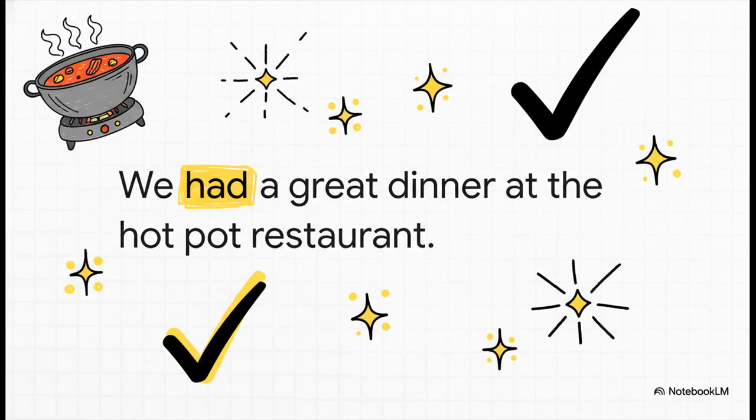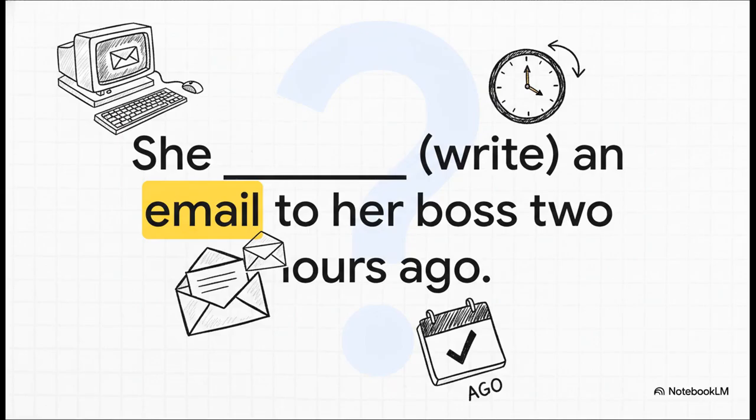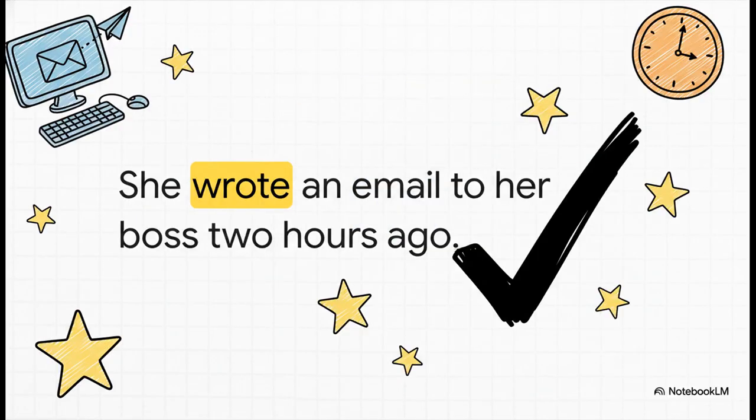And the answer is had. Have is an irregular verb. We had a great dinner. Hey, if you got that, awesome job. Let's try another one. She write an email to her boss 2 hours ago. How does the verb write change when we're talking about the past? She wrote an email. Yep, another one of those irregular verbs. See? They pop up all the time in everyday conversation.